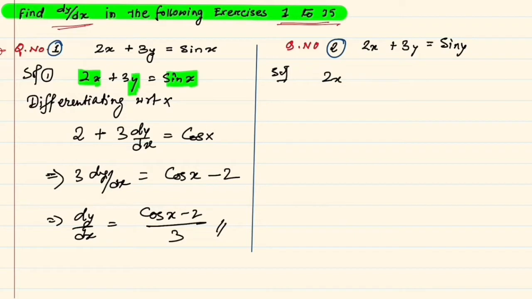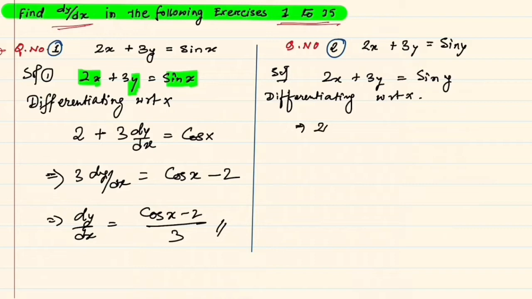Here 2x + 3y = sin y. Now how to solve it? So the method is the same, differentiating with respect to x. So what we will get?